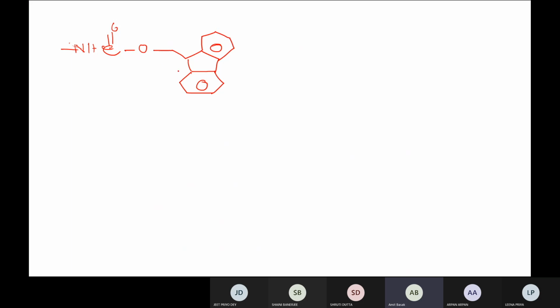So what is the mechanism of deprotection? This hydrogen, you remember? Can anybody tell me what is the mechanism of this deprotection? What you have added is a base. Piperidine is nothing but a base. It's a mild base, just to avoid racemization of the amino acids. So what is the mechanism here? Can anybody tell me what is the first step?